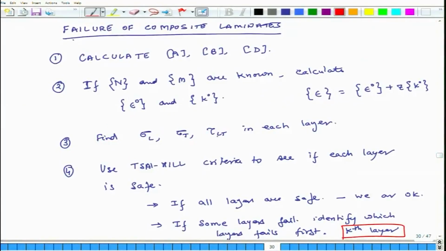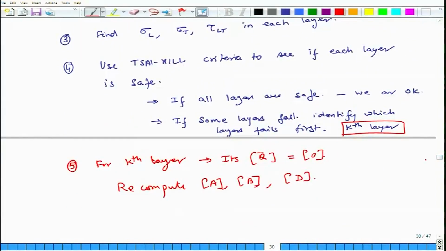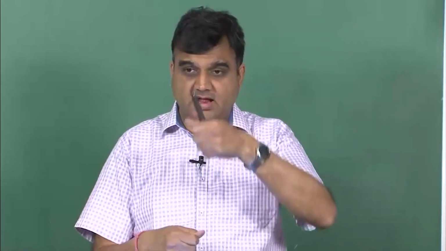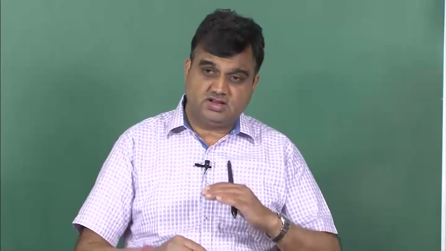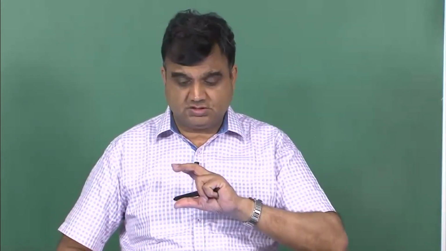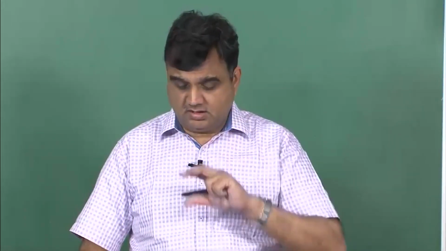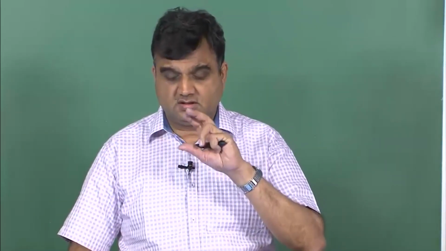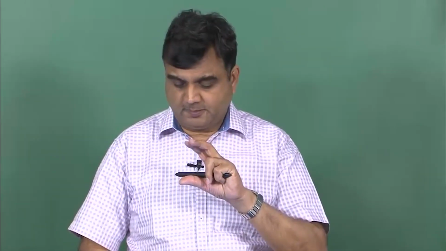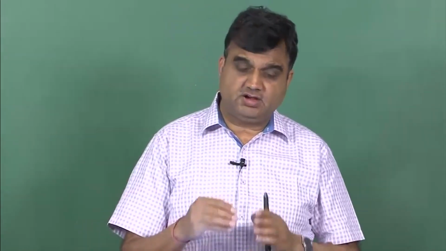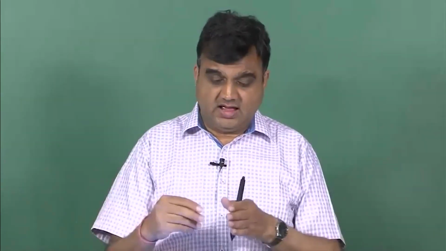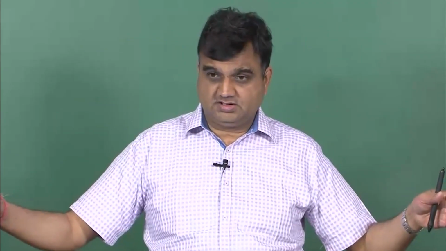we again find sigma L, sigma T, tau LT, and in this way what we will find is that progressively as I keep on increasing my load, first one layer will fail, then if I keep on increasing, another layer will fail. So, in this way I will be able to predict the sequence of failure of layers in a step by step process. So, it takes a lot of time, but if you follow this method religiously and in a very disciplined way, you will be able to predict how the laminate is going to fail as I keep on increasing the load on it.